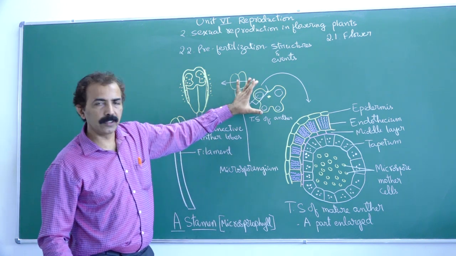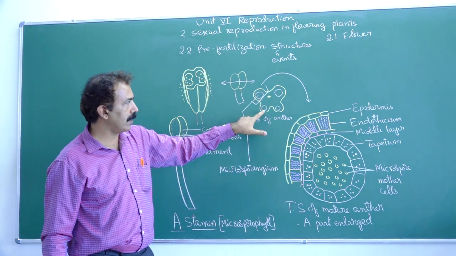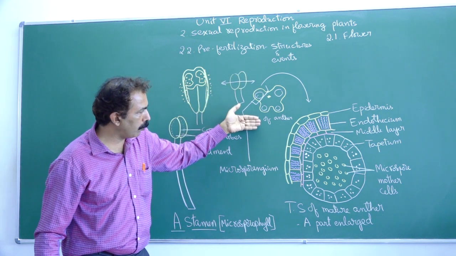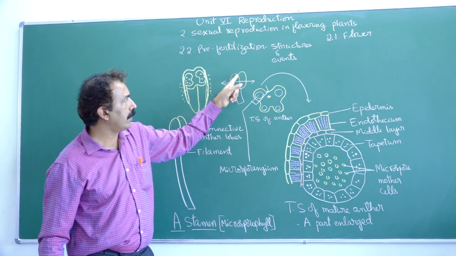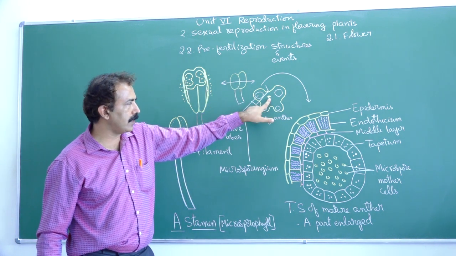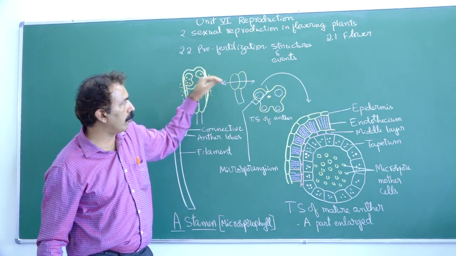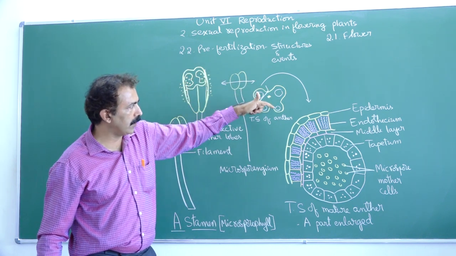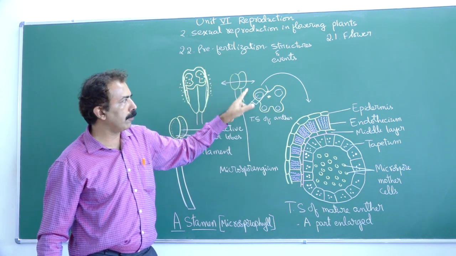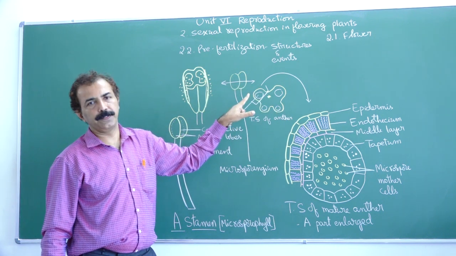Have you got this diagram? You understood this diagram? These are anther lobes. Anther lobe number 1, anther lobe number 2. And this connective tissue is seen here. Each anther lobe, when you cut it, you are able to see 2 microsporangia. So in total there are 4 microsporangia.